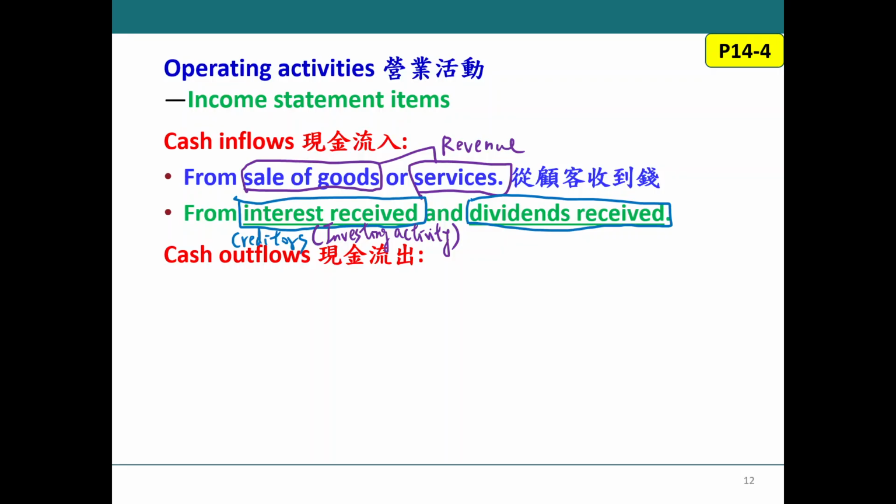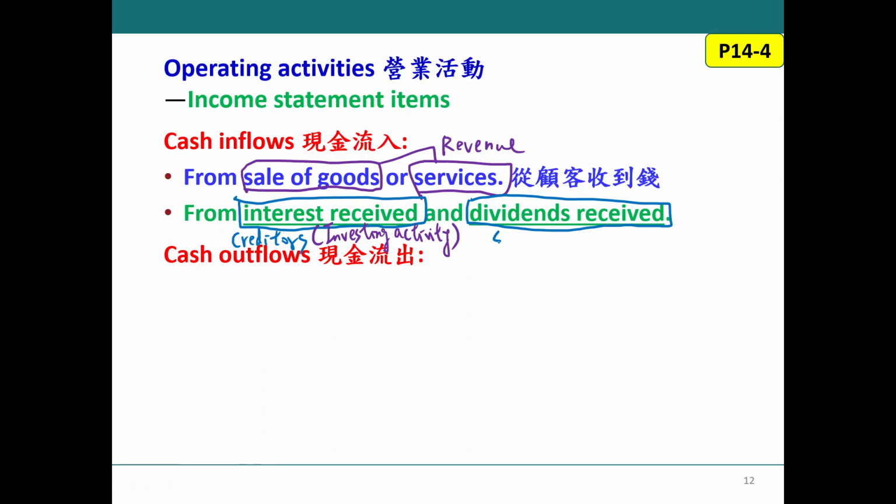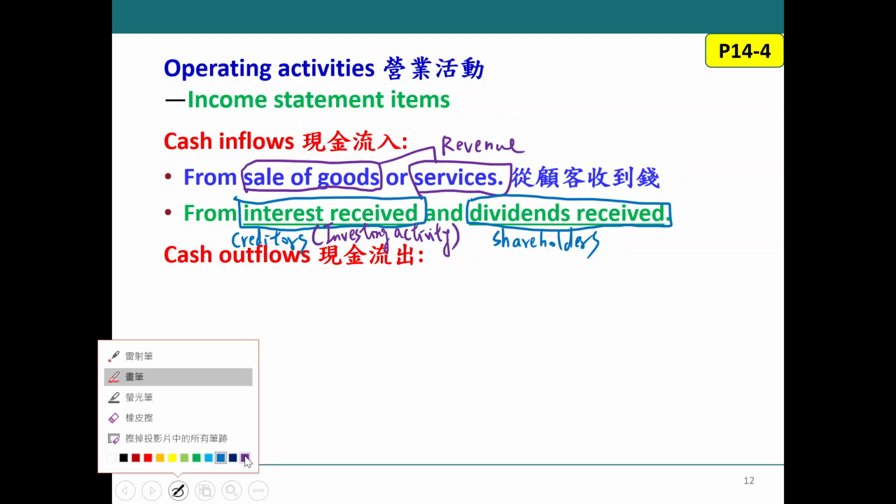So how about dividends received? Who are you? Shareholders, right? You are the shareholders. You have the right to get dividends. Shareholders, what kind of activity have you done? Investing, right? Buy the shares means you do the investing activities, trying to earn more money back, right? So shareholders do the investing activities.